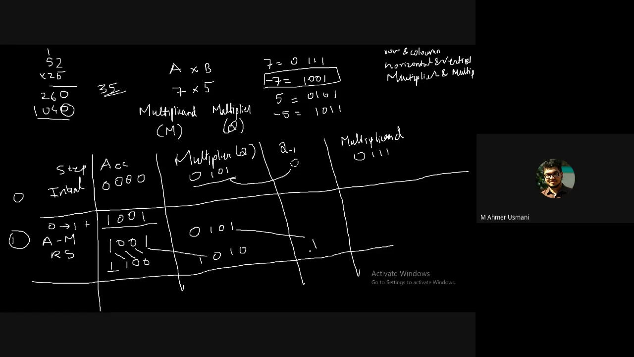Step 2, the transition is from 1 to 0, so we need to perform addition. So we write a plus m. Transition is happening from 1 to 0. So we do a plus m. So in this number we add 7. So we add 0, triple 1.